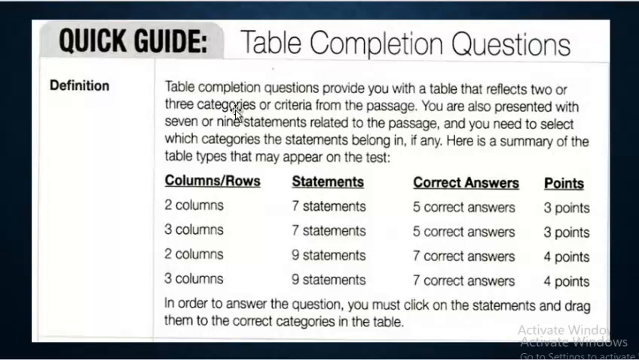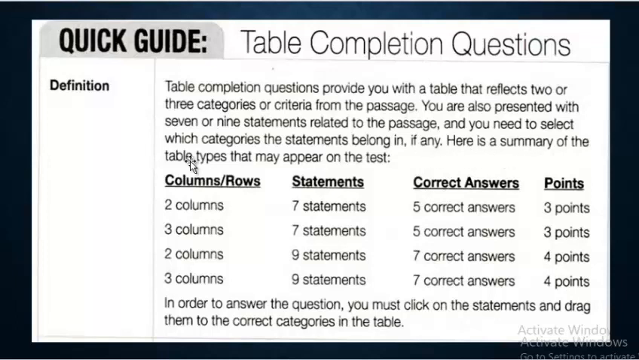or criteria from the passage. You're also presented with 7 or 9 statements related to the passage. You need to select which category each statement belongs in. You're going to categorize the statements. For example, statement number 6 refers to category number 1. Statement number 2 refers to category number 3.